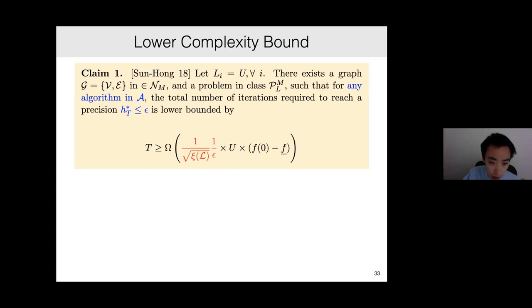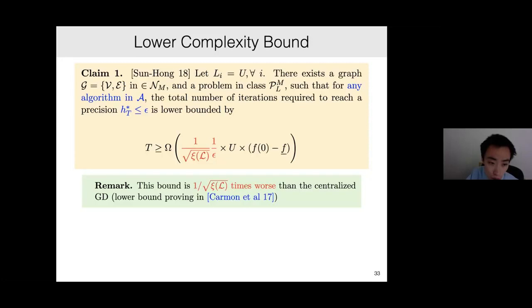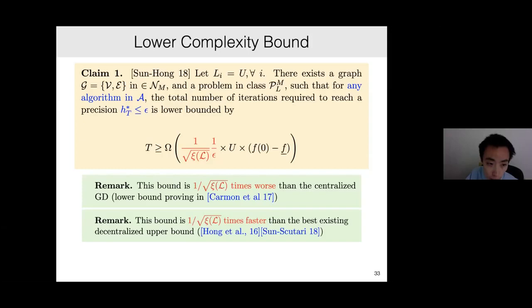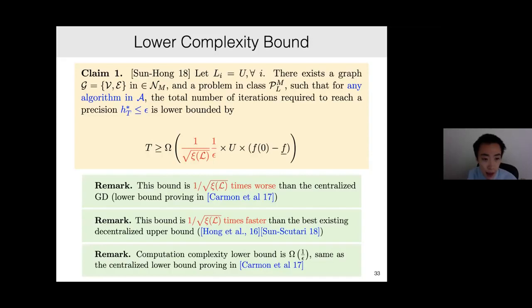And this bound is actually 1/√KC times worse than centralized gradient descent, but it is 1/√KC times faster than the best existing decentralized upper bound. And this is for communication rounds. For computation complexity, we have a similar result, showing that the lower bound is on the order of 1/epsilon, which is independent of the network. This also makes sense, because the network matters for communication, but when you do computation, that should be independent of the network.